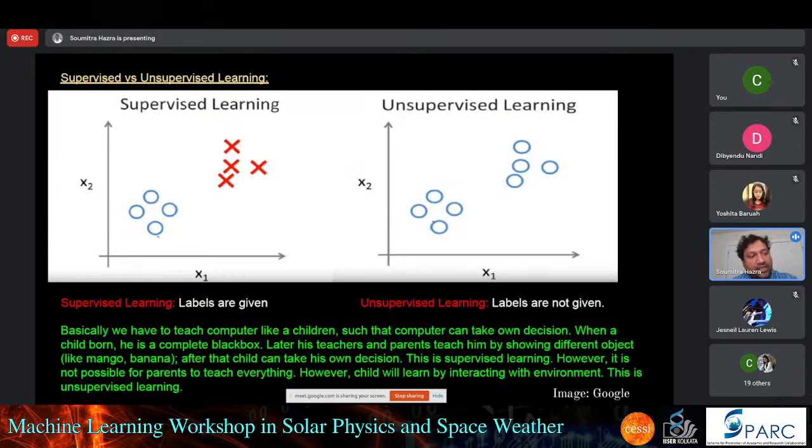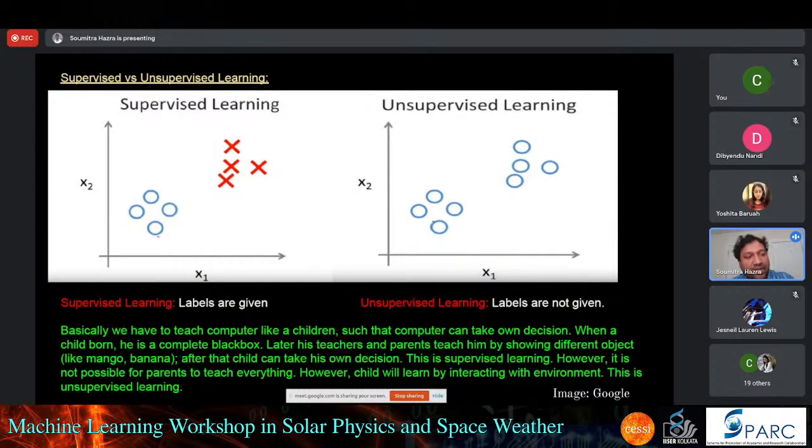When we decide that this is a classification problem, the next step is to decide what kind of method we will use. In the machine learning literature, again there are two processes: one is supervised learning and another is unsupervised learning, to train the computer. You can compare this learning process to the human system. When a child is born, he is basically a black box. Later, his teachers or parents teach him by showing different objects like a mango and a banana, this kind of thing.